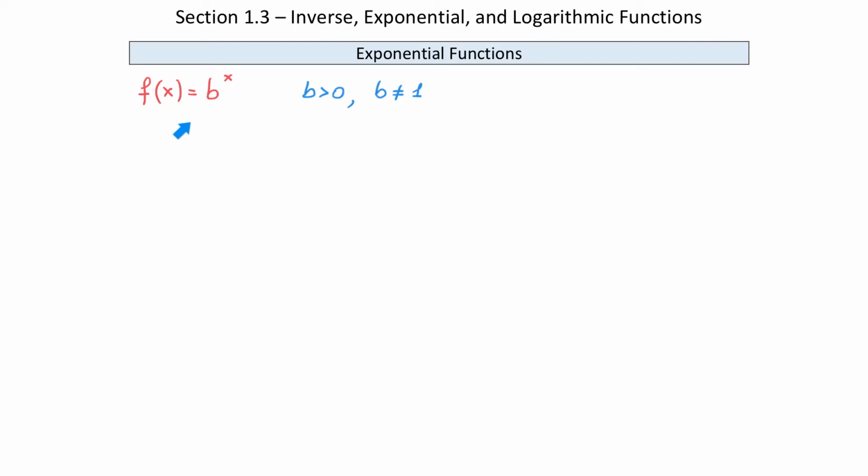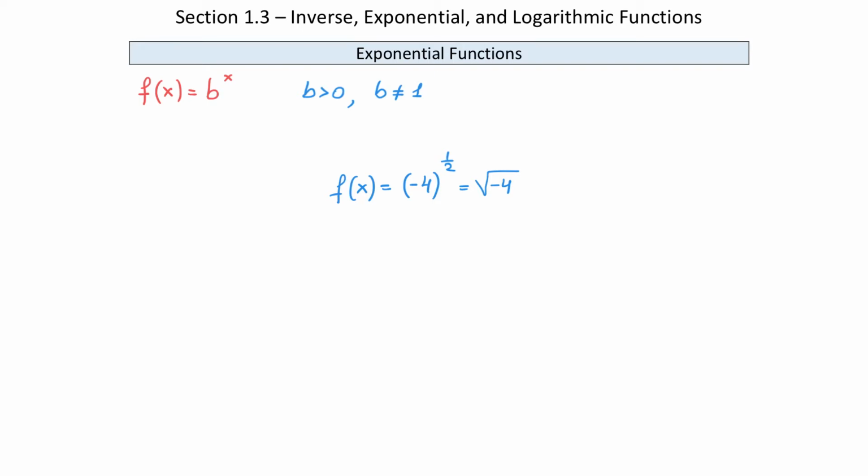If we would allow b to be negative or 0, then in place of x, we would not be able to use any real number. For example, if we would have the function f of x equals, and the base would be a negative number, for example negative 4, and let's say that in place of x we want to use the fraction 1 over 2, then we can write this as square root of negative 4, but square root of negative 4 is not a real number.